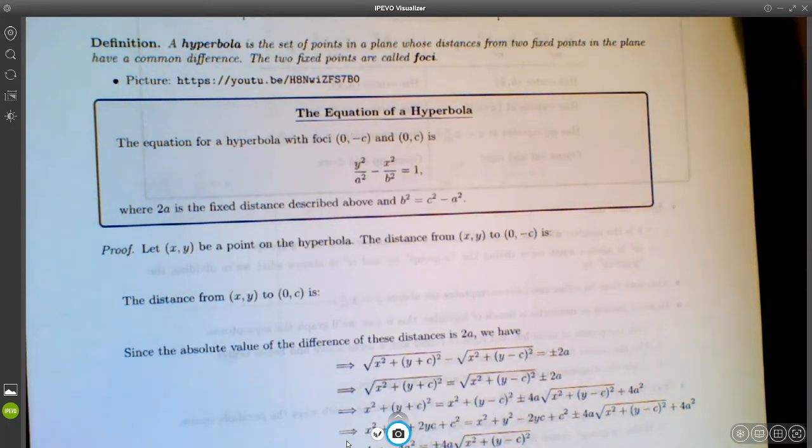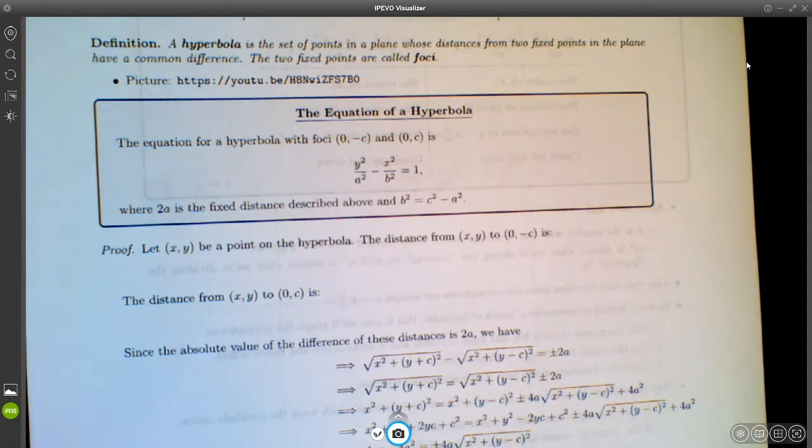So in other words, if you subtract the distance from one focus from the distance from the other focus, then all of the points that have some fixed difference are going to form what's called a hyperbola. And you should watch this video to get a better sense for what this definition is saying. Go ahead and pause the video and watch this. Again, a link will be in the Canvas module.